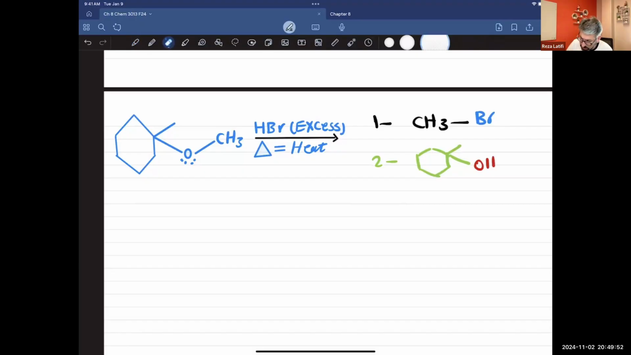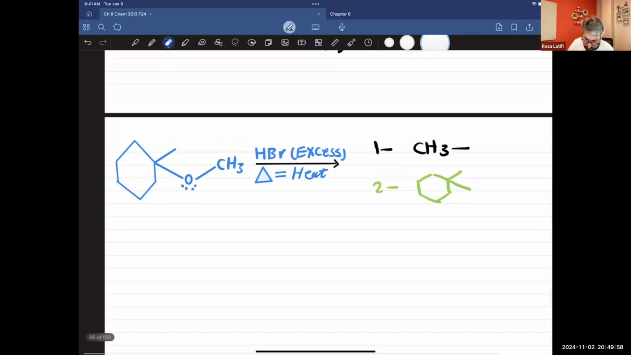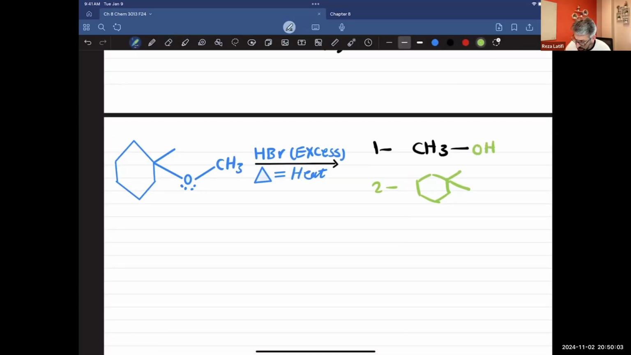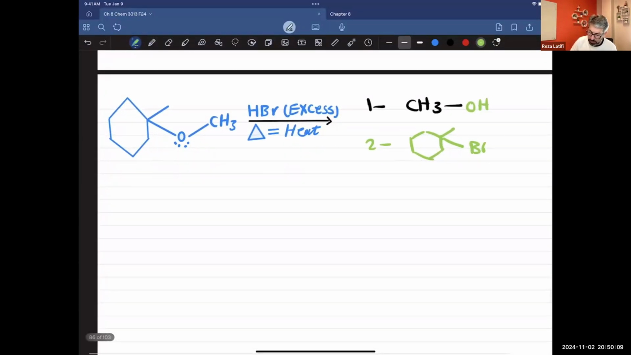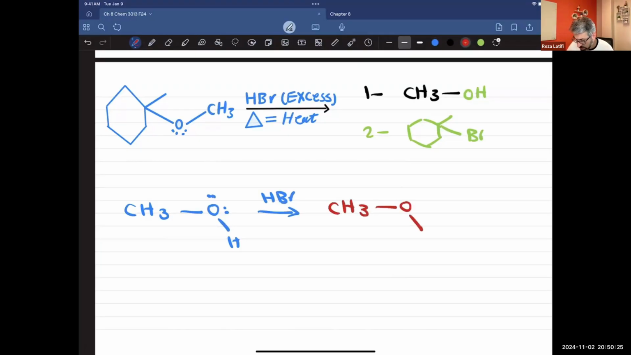I think I switched it. I'm sorry. Okay, so we said we have methanol and bromide. We had methanol here, and this one is the bromide. Now, what will happen to the first product? This first product will get involved in another reaction. So now HBr will be added to it, and it will give us this.